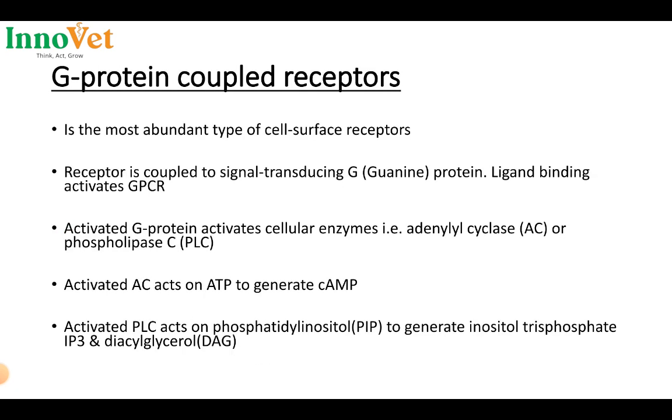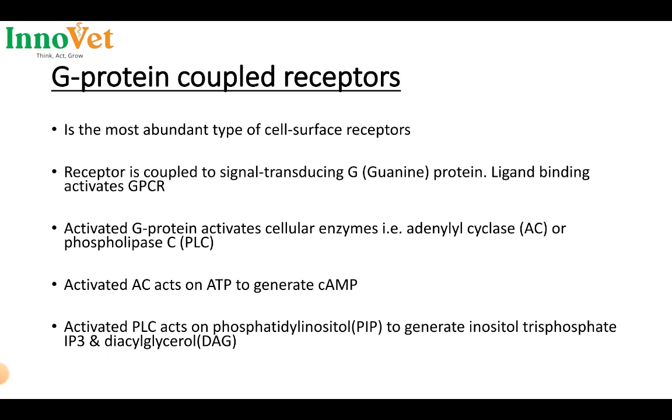So let's start by looking at the G protein coupled receptors. We know that this is the most abundant type of the cell surface receptors. Under this, we have a receptor being coupled to a signal transducing guanine protein, or a G protein. When a ligand, in this case a drug molecule, binds to the receptor, it activates the G protein coupled receptor.